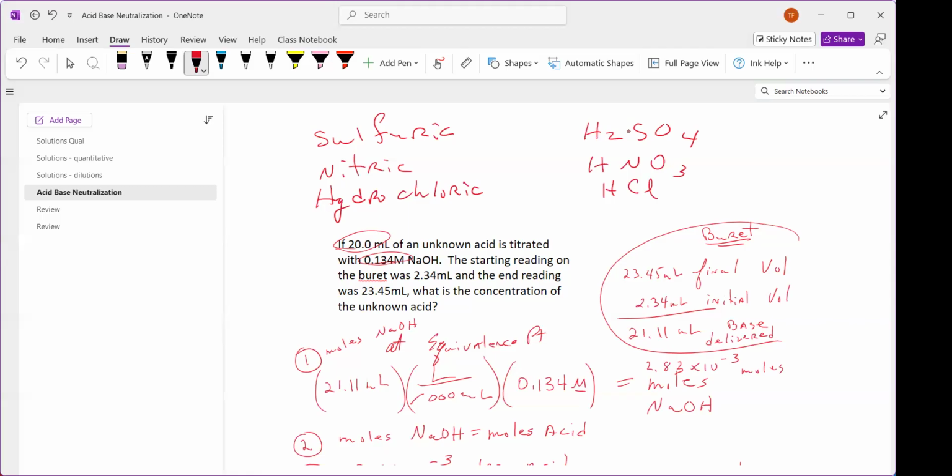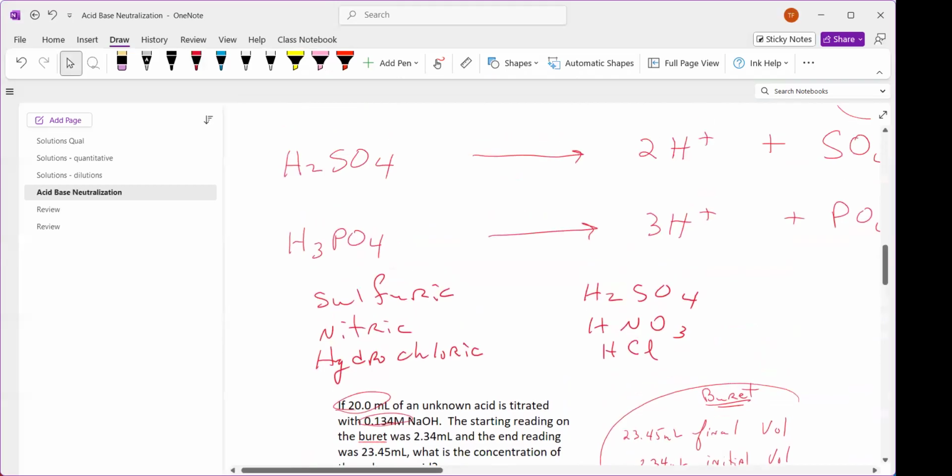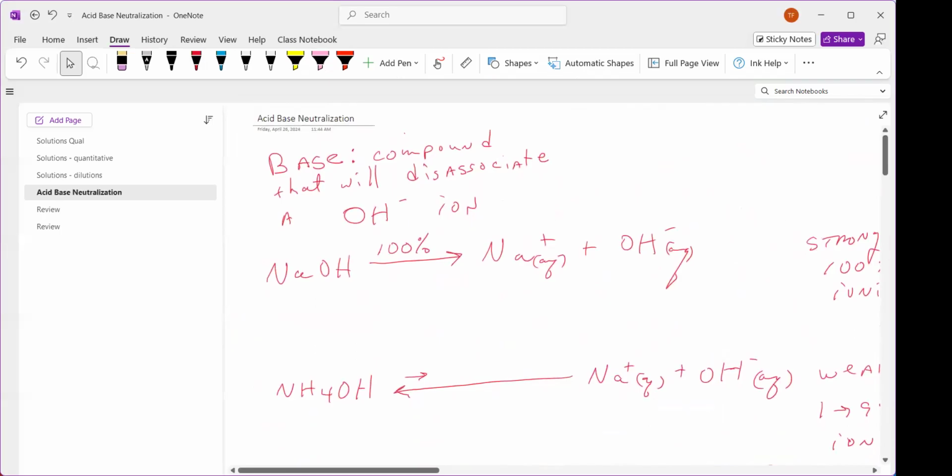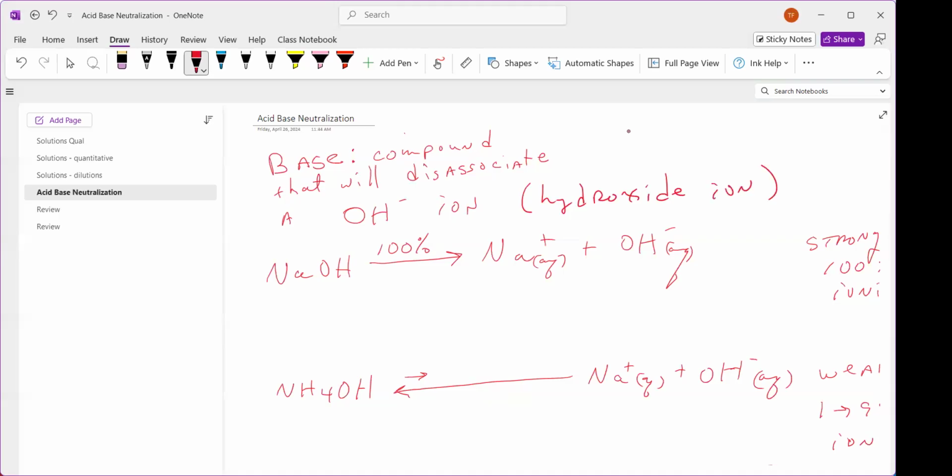Okay. Now, the opposite of an acid is a base. What a base does is similar to an acid, only instead of H plus, it gives off OH minus. And that's called a hydroxide ion. So there's H plus, OH minus, opposites.